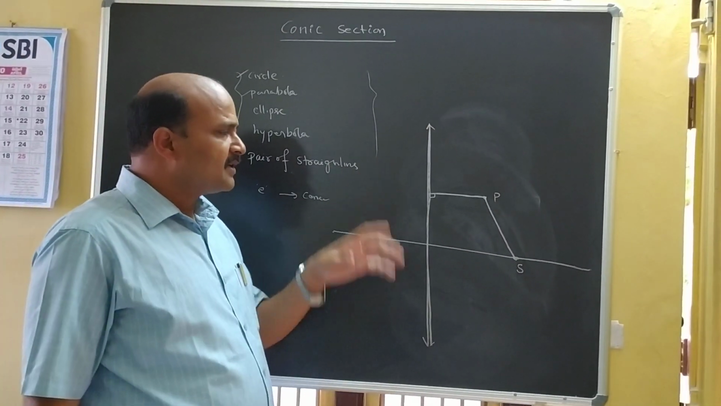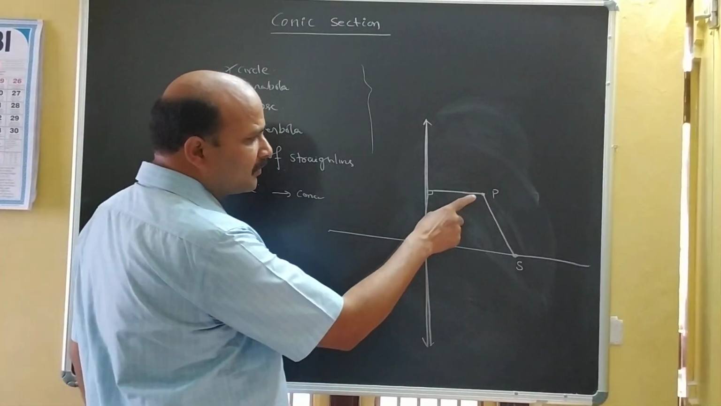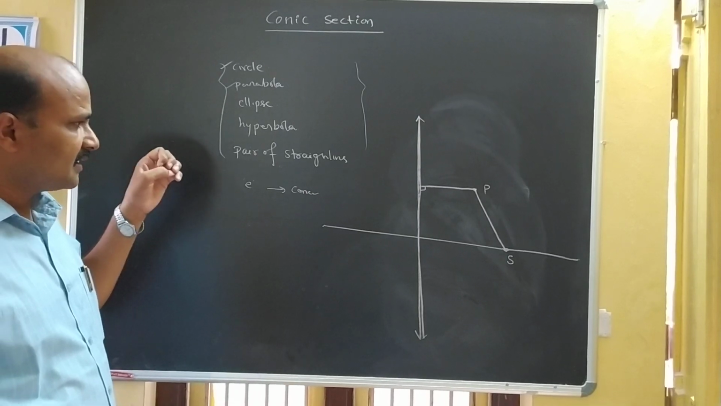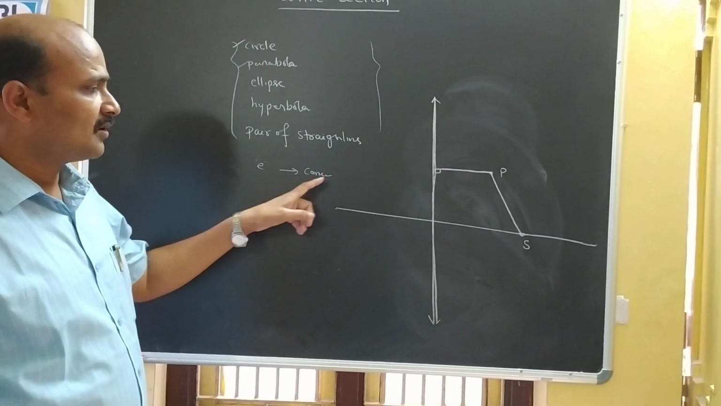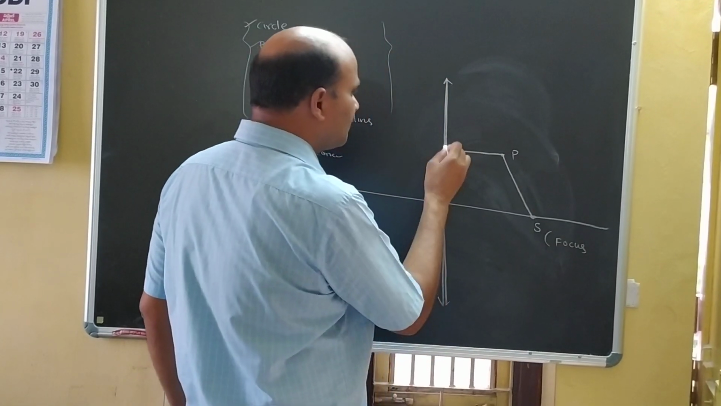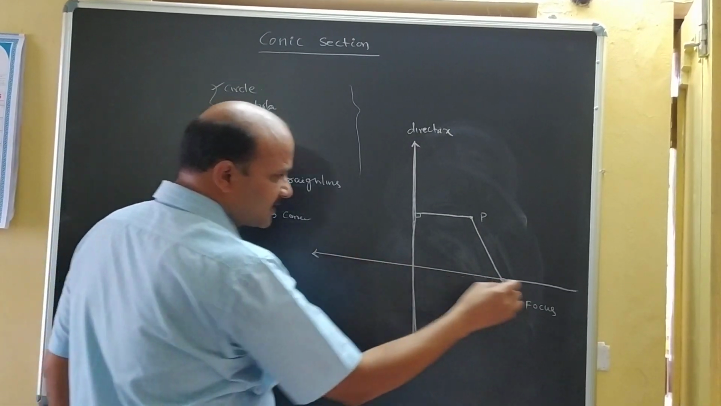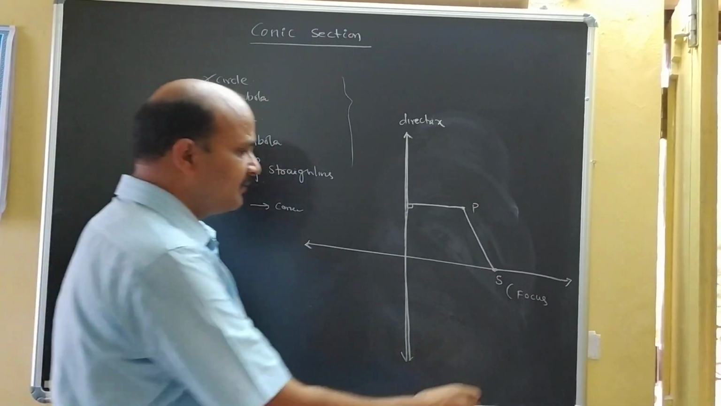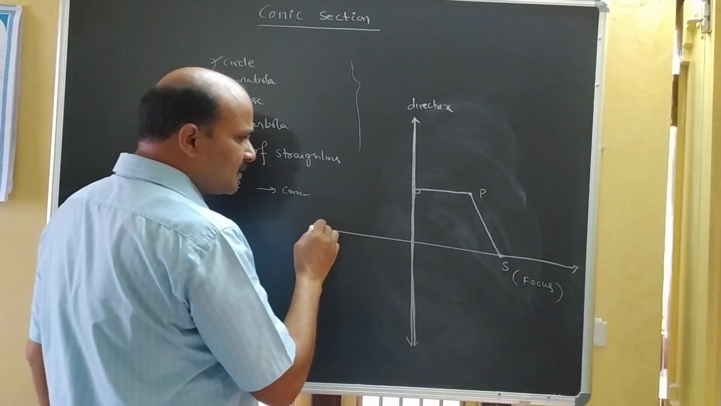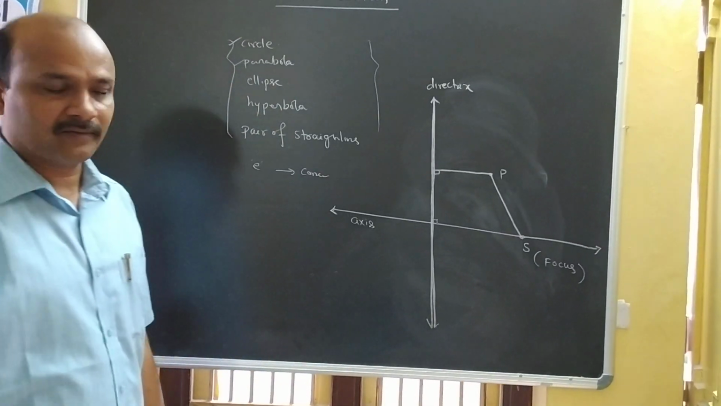Let us see the definition of the conic. The locus of a moving point in a plane, whose distance from a fixed point and a fixed line gives a constant ratio E, is called a conic. Now this fixed point is called the focus and the fixed line is called the directrix. A line which is passing through the focus and perpendicular to the directrix is called the axis of the conic.